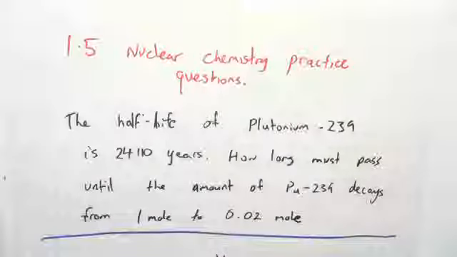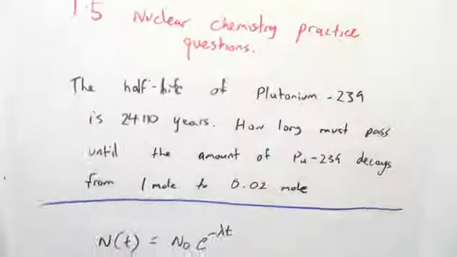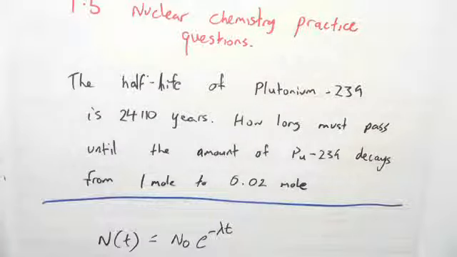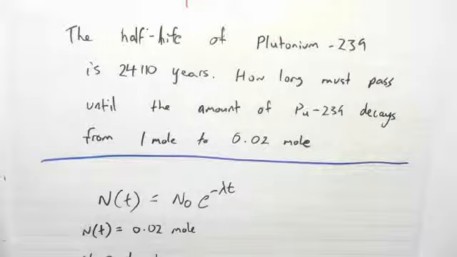Okay, this video is just sort of to wrap up this section on nuclear chemistry and just some practice questions to practice some of the calculations that we've gone through mainly. So the first one is the half-life of plutonium-239 is 24,110 years. How long must pass until the amount of plutonium-239 decays from 1 mole to 0.202 moles?